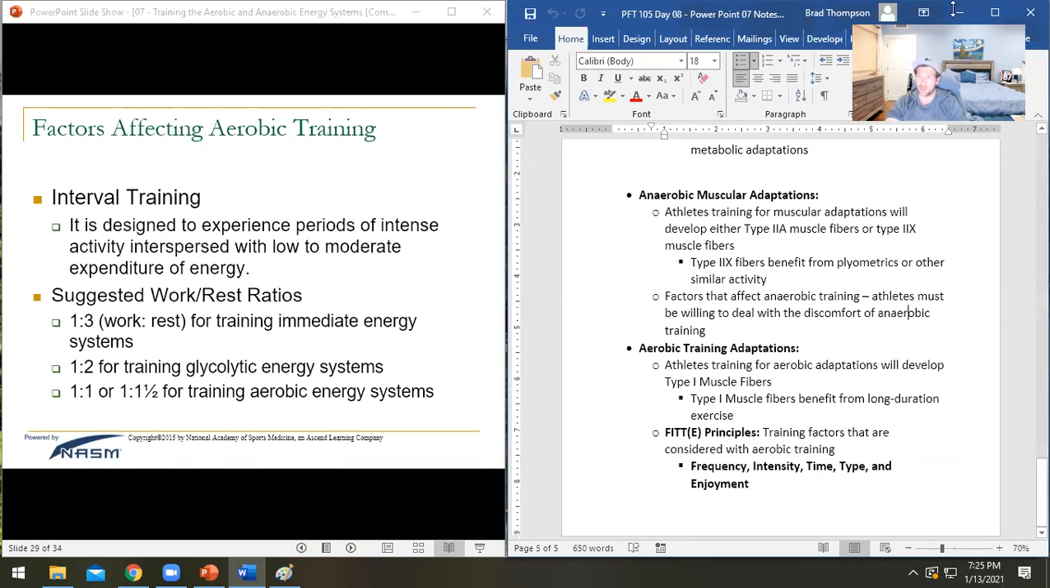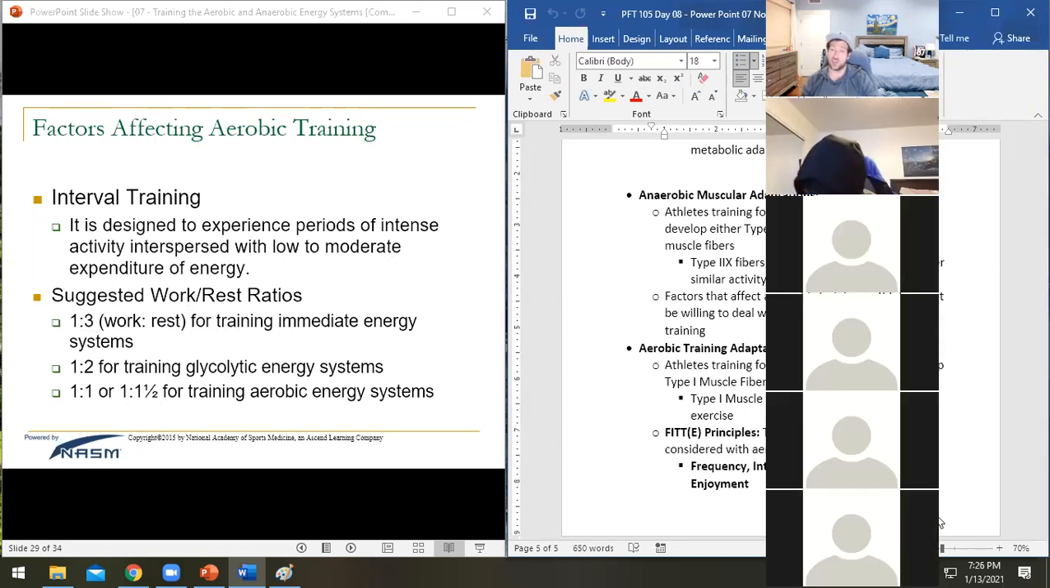And then at the very end of the PowerPoint here, that's the end of the notes. But at the end of the PowerPoint, you can see here are some really good suggested work to rest ratios, like I told you guys about. For interval training, usually you want to work somewhere between 1 to 3, 1 to 2, 1 to 1, or even 1.5. If you're going for your immediate energy system, a 1 to 3 work to rest ratio works really well. So even if it's just 20 seconds of work followed by 60 seconds of rest, that's really good if you're trying to be a heavy powerlifter.